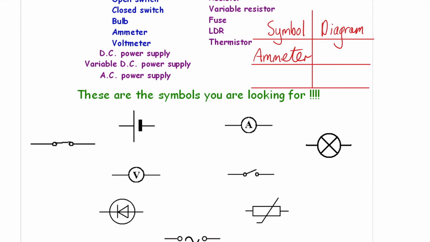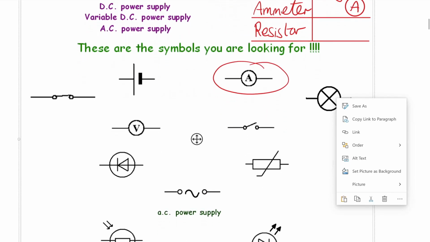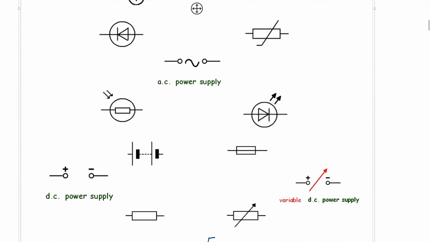So write the name of the symbol in the first column and the diagram in the second. So if I choose ammeter and lamp, well, let's go for a resistor. That's choosing that symbol or diagram, and for the resistor, you can see that's further down. It's here.